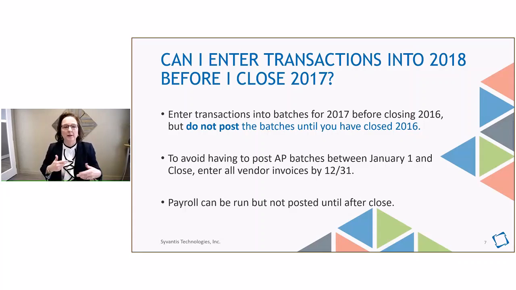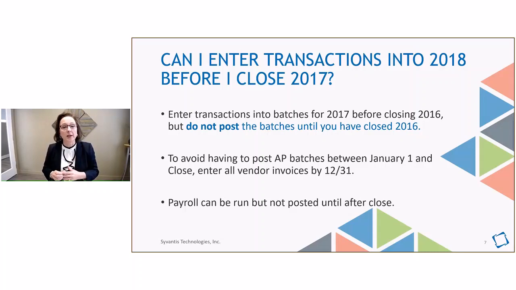Now you get to the point where you've looked at AP, for example. Let's do AR, because AR is usually quicker. You get to the point where you know you've posted all your customer invoices, AR is clean, and that's ready to go. Now you can close the AR module, and then you can start to post all the AR transactions, and so on and so forth as you work through the modules in the system.